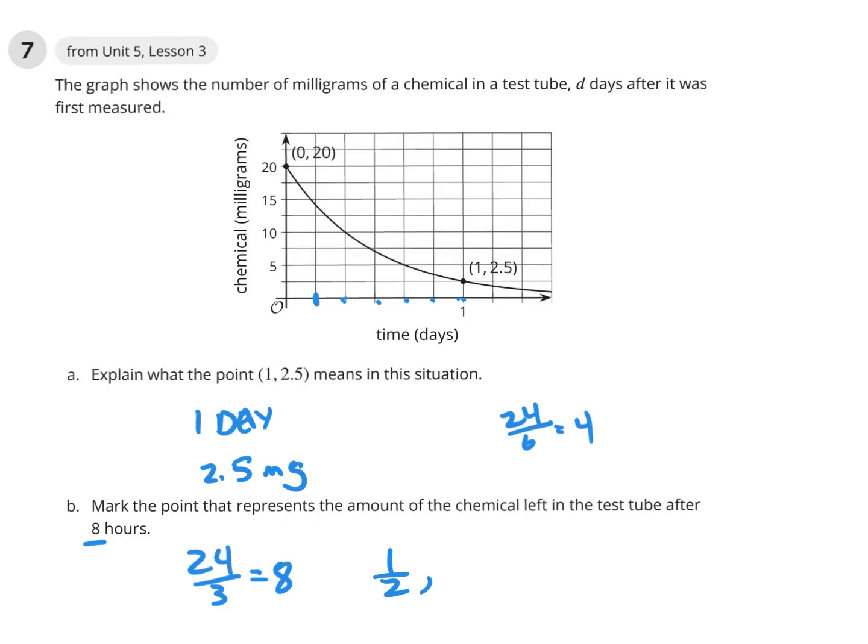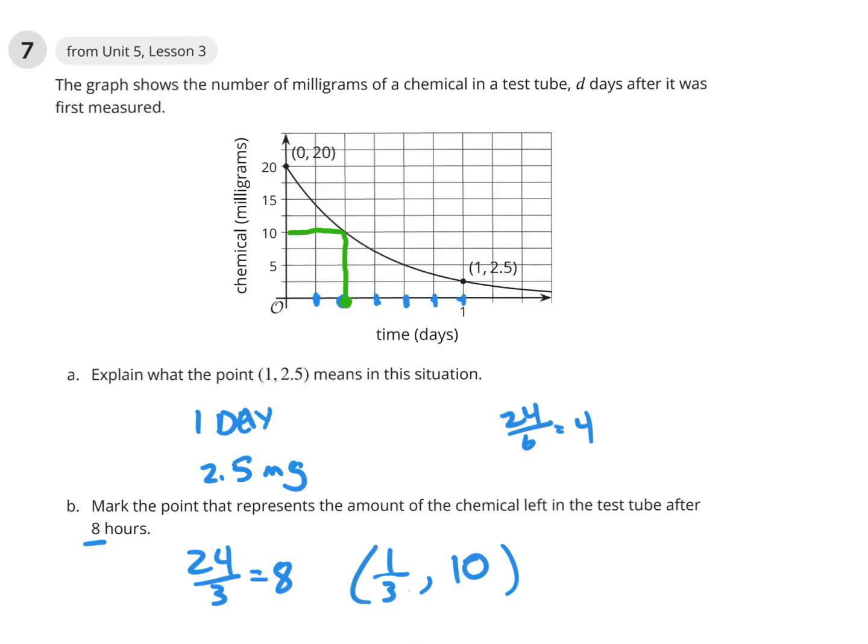Each line is 4 hours. 4, 8, 12, 16, 20, 24. 8 hours is 2 tick marks. So this mark right here. So we go to 8. We go over. So about 10. So why did I write a half here? I meant to write a third. Sorry, folks. There should be a third. And that lets us know that 10 milligrams was left. So that's our point.